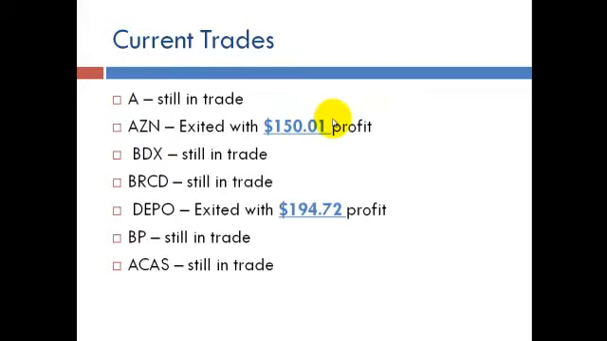So our current trades, the trades that we placed during the course: I'm still in the trade with A. Yesterday I had a look and A was $100 in profit. I didn't close my trade, and I left it open. Today A is, I think, $20 or $30. AZN, I closed and made a profit of $150. BDS is still in trade. BRCD still in trade. DEPO, I closed it and made $194. BP still in trade. ACAS still in trade.